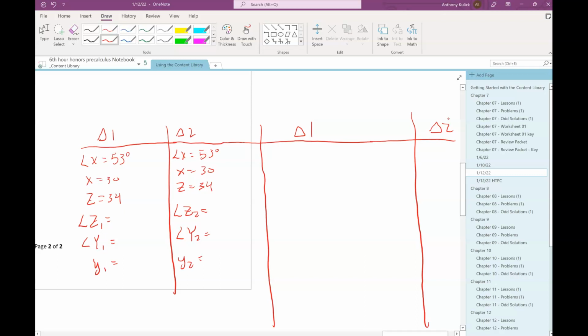So again, I set up a place to record my answers, a place to do my work. Now I'm going to go ahead and start rocking and rolling here. So just like before, we're going to start with the law of sines. So I have angle x and side x. So sine of angle x over side x is going to equal sine of angle z1 over side z1.